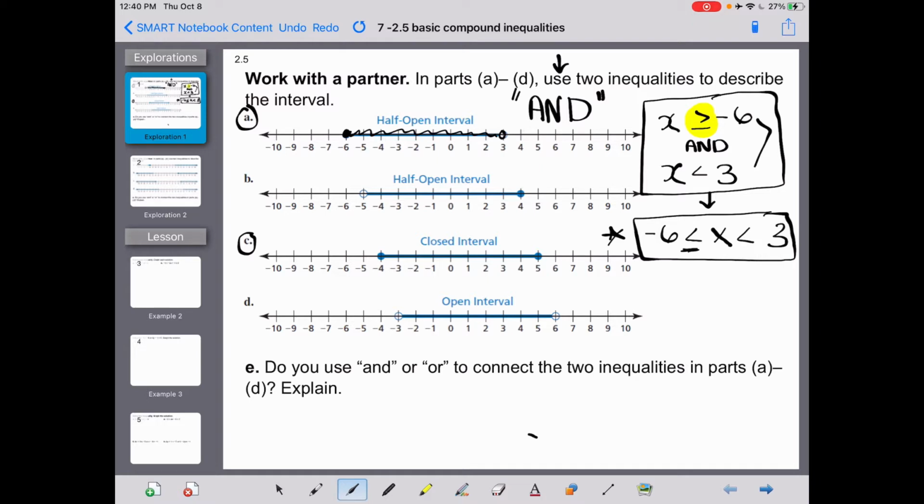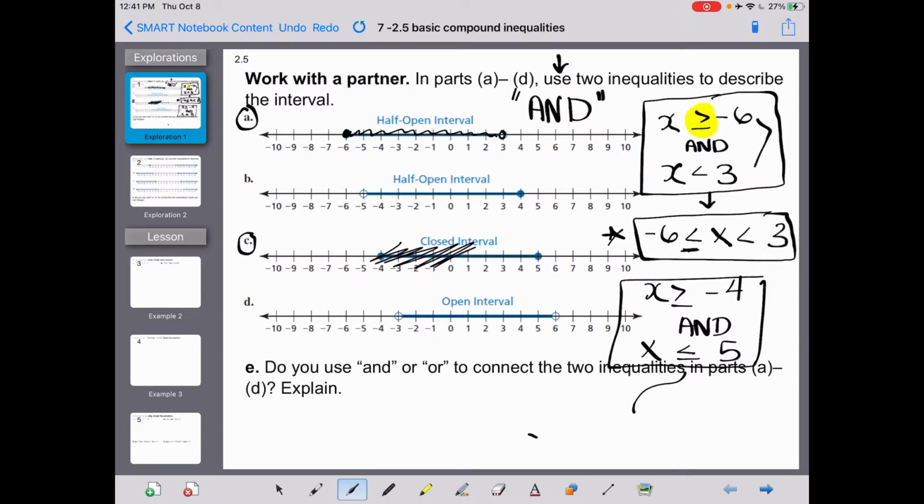Let's try C. If we only focus on the left side of C, we have the inequality x is greater than or equal to -4. And now we look at the right, x is less than or equal to 5. When we combine these two, we write the smaller number on the left, the larger number on the right, and match up the inequality symbols with the variable in the middle.